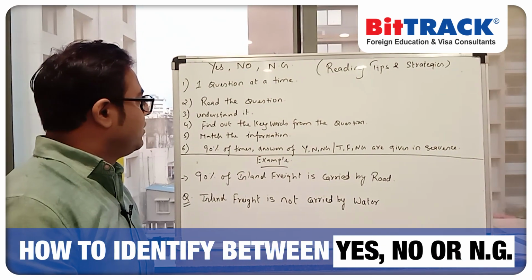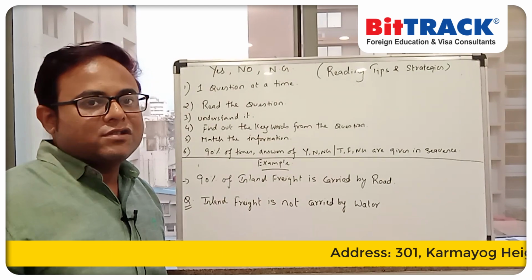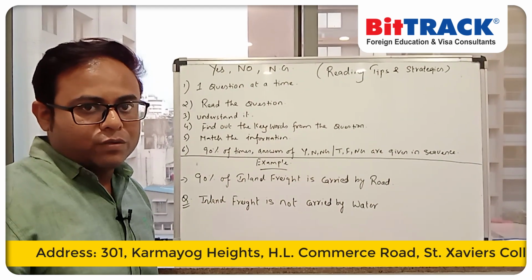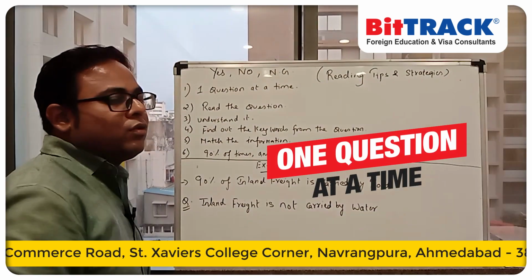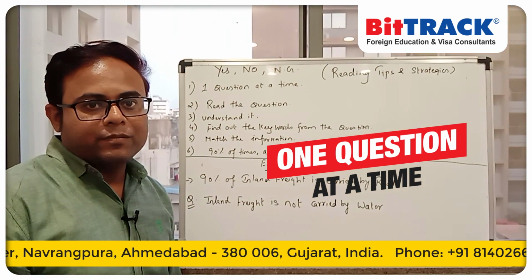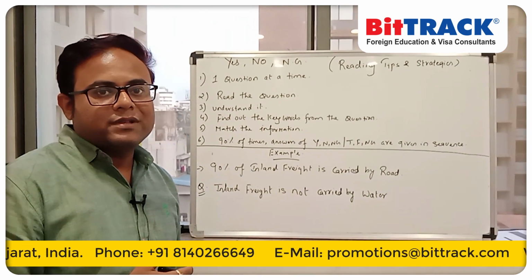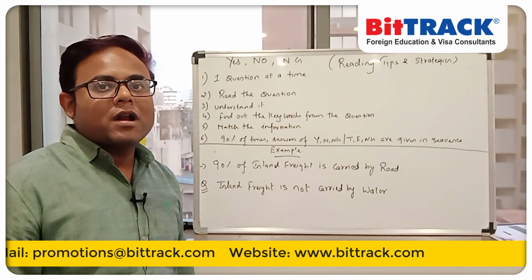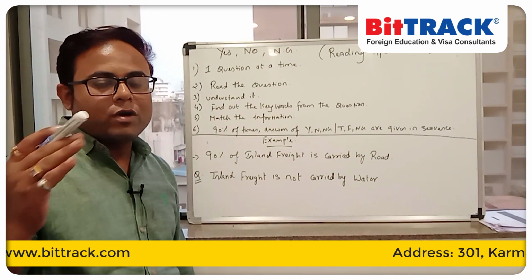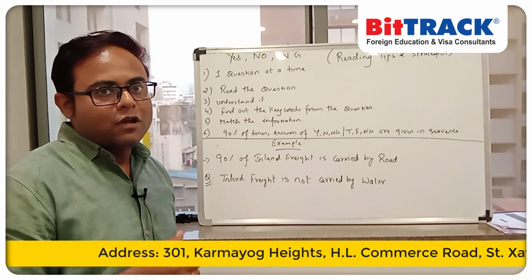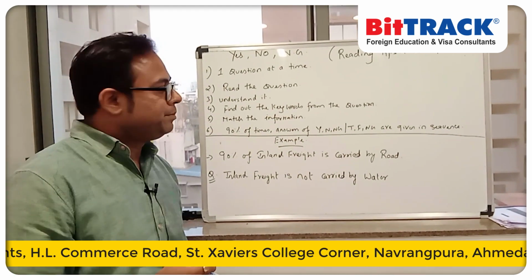Today I want to discuss a very important strategy of how to identify between yes, no and not given. Whenever you have yes, no, not given questions in front of you, the first strategy that I would like you to try is one question at a time. Do not read all the questions at the same time, because it doesn't matter how good or bad your English is, you'll not be able to remember all of them. So only read one question at a time.